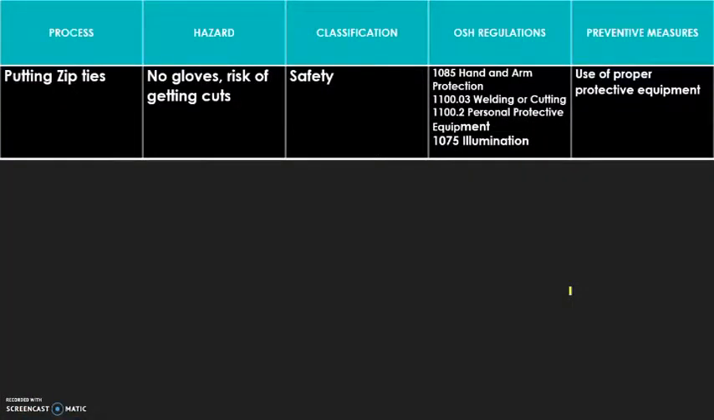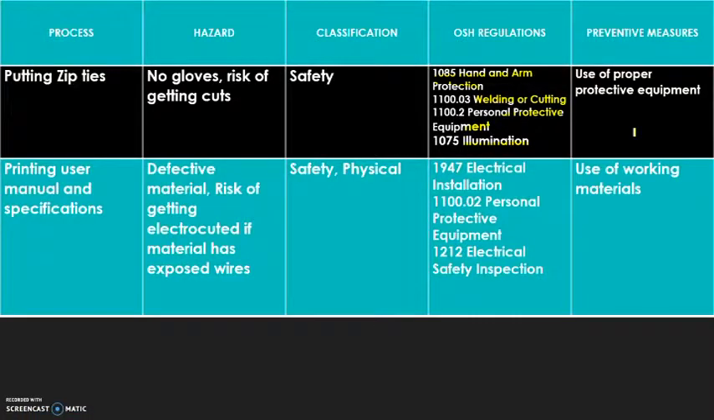The next step will be the putting of zip ties. We have the risk of getting cut since zip ties can be very sharp at the end. We still have welding or cutting, PPEs, illumination, and hand-arm protection. Of course, we have to use proper protective equipment or gloves.